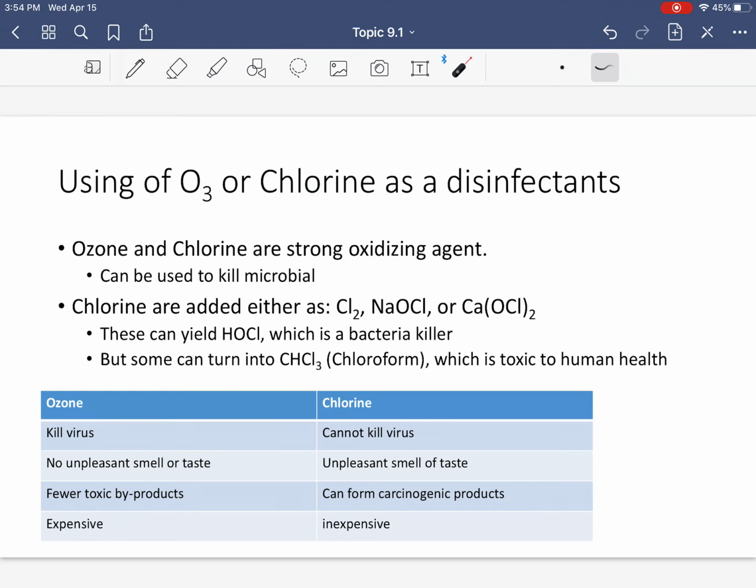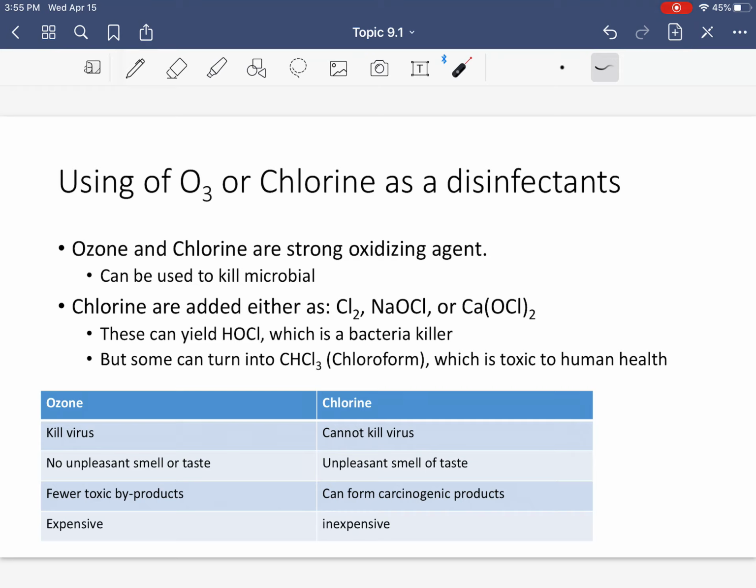Now, what are oxidizing agents? These are chemicals that cause another chemical to oxidize. So ozone and chlorine are good oxidizing agents because they will cause certain chemicals to gain an oxygen, lose hydrogen, and most importantly, lose electrons. Because of that, that's a good microbial killing ability.